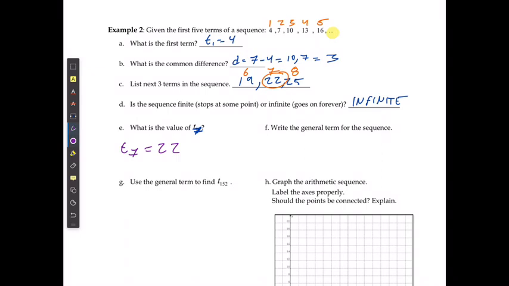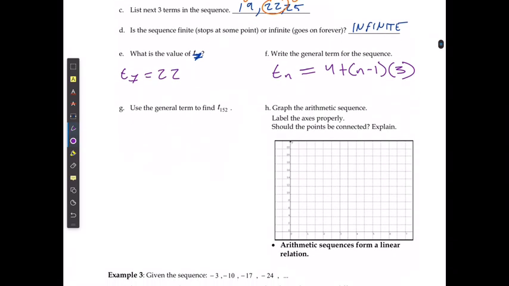If I want to solve for the general term, then I'm going to say that Tn, or the general term, is going to equal 4 plus n minus 1 times a common difference of 3. If I'm using that general term to find the value of term 152, then I would say that term 152 is equal to 4 plus 152 minus 1 times 3. Or term 152 is going to equal 457.